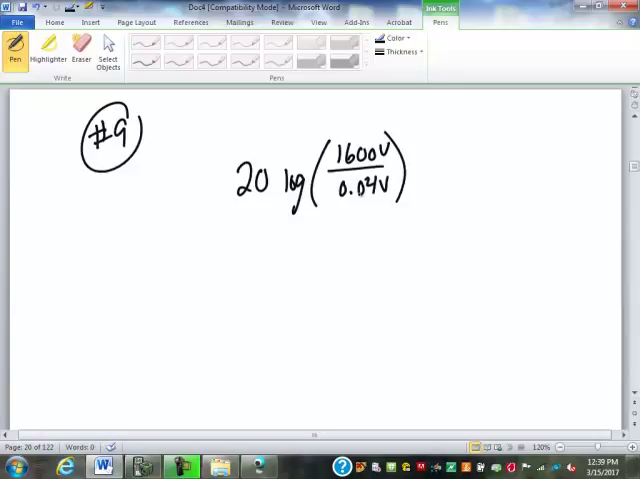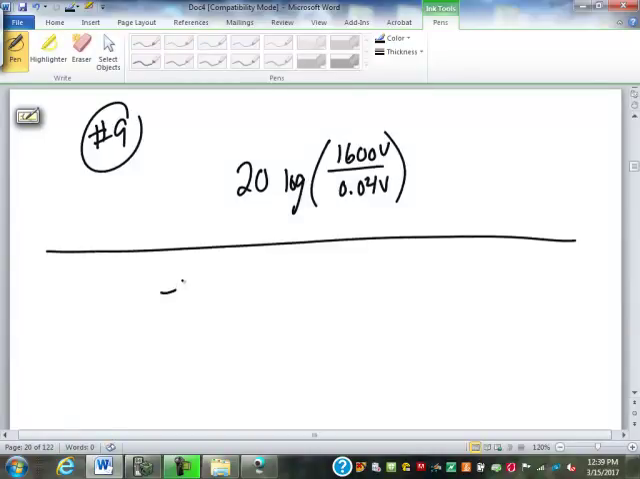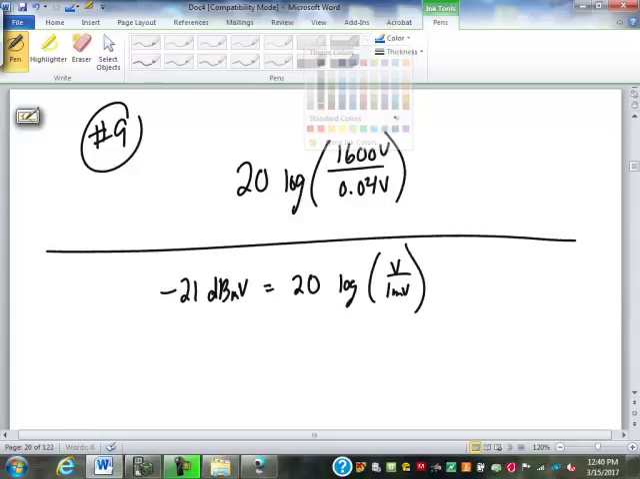Oh, to solve it? Oh, sure. Well, what's weird for a lot of people is you might have a negative 21 dBmV, and a lot of people go, negative 21, how can you have a negative power? Well, that's actually a positive voltage. A negative signal just means that the voltage is less than 1 millivolt, or the wattage is less than 1 milliwatt. It's still a positive signal level that's just less than 1 millivolt.